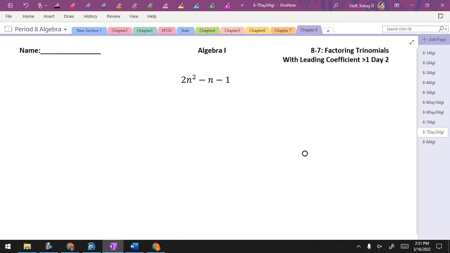I'm going to have to slide and divide because there's a number in front of your n squared. So I'm sliding my 2 back. What's my new trinomial? Very good. N squared minus n minus 2.